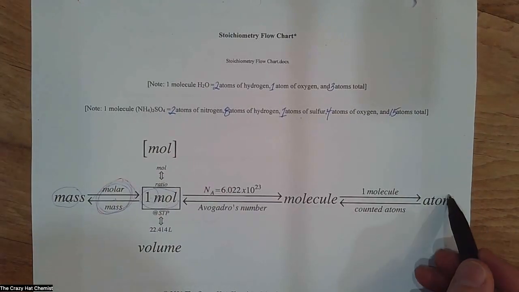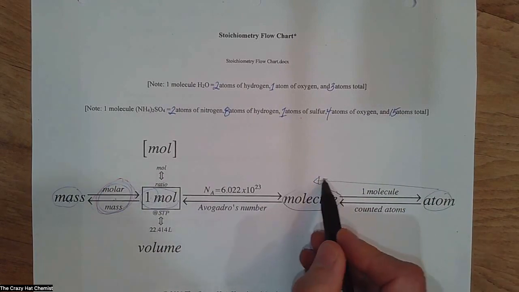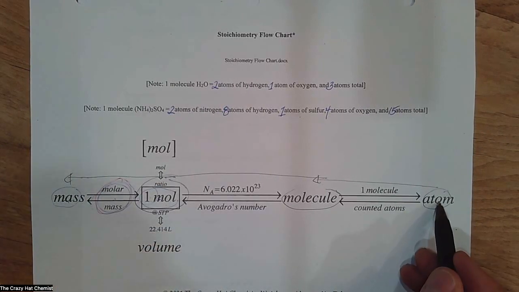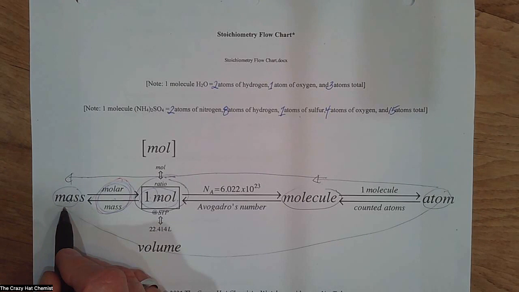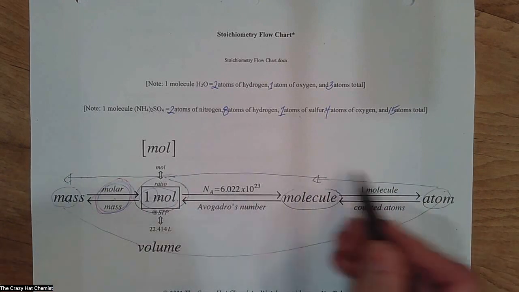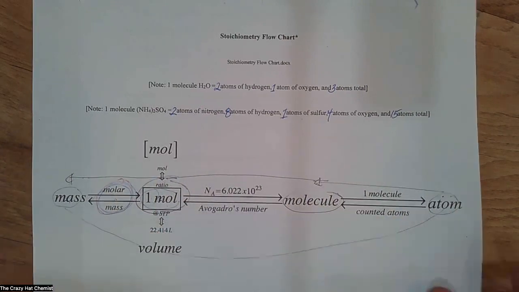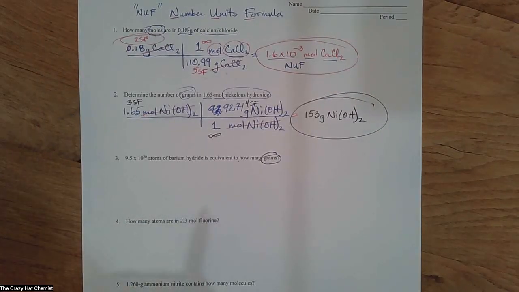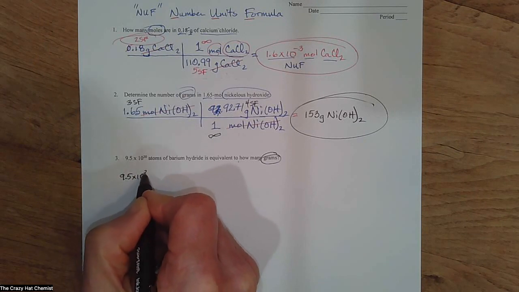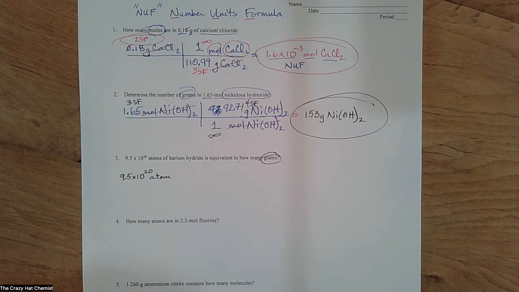Okay, and so we are starting with atoms, then we need to go to molecules, and then we need to go to moles, and then we need to go to mass. There is no direct flight from atoms to mass. There is no direct flight. So you actually have to do each one of these steps individually. So I'm going to first go from atoms to molecules, then molecules to moles, and then moles to mass. All right, so let's start off with a number, units, formula. That's 9.5 times 10 to the 20, and it's atoms. And then it's barium hydride.